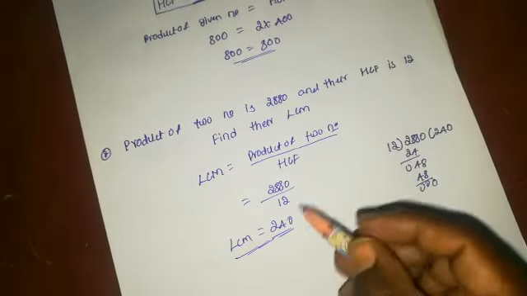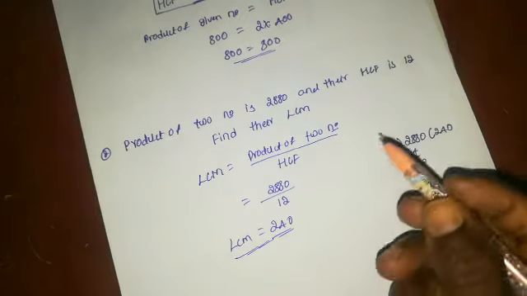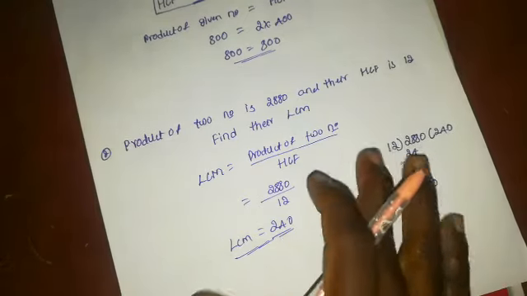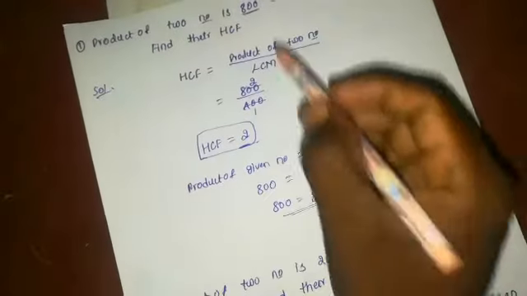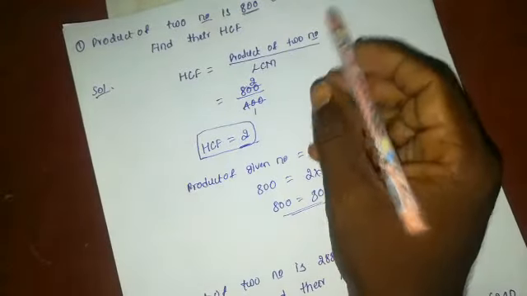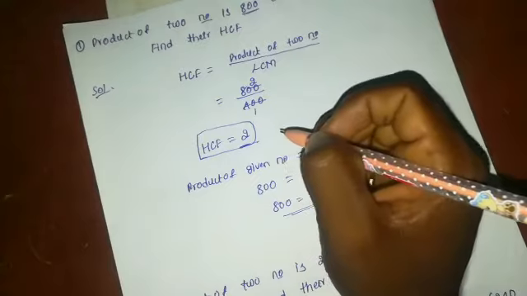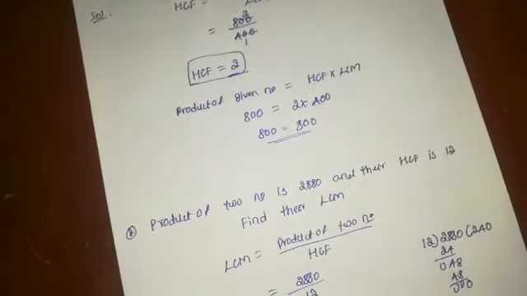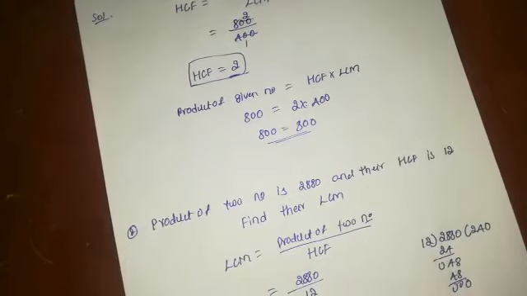If they give the product of the numbers and their HCF, we can find the LCM easily. Or when they give the product of the numbers and the LCM, we can find the HCF easily. Thus we find the HCF and LCM of the numbers. Suppose they give the product of the numbers, their LCM and HCF, and one of the numbers, and we have to find the other number. How do we find the other number?